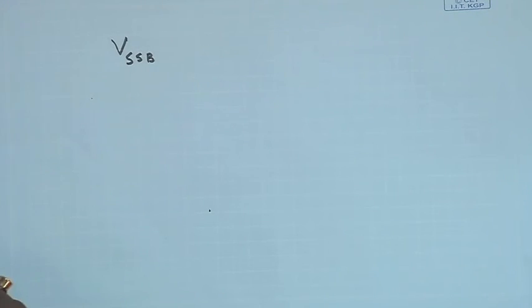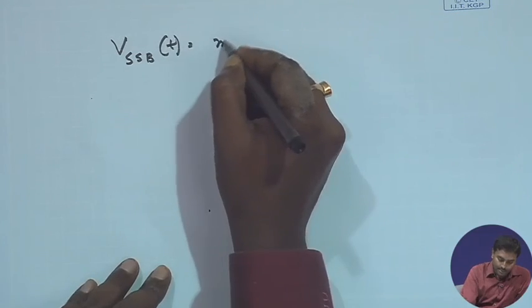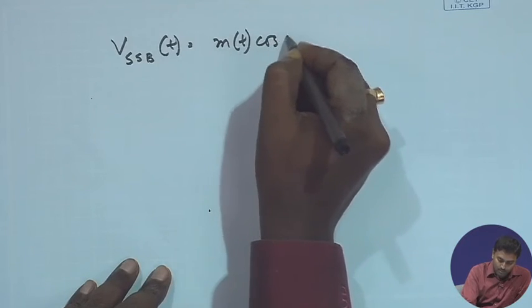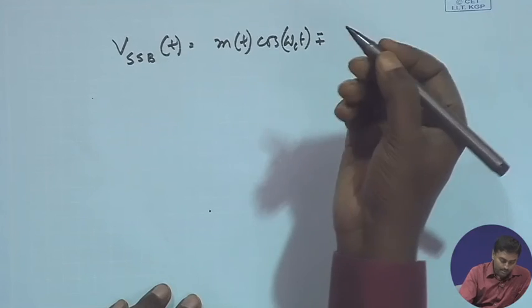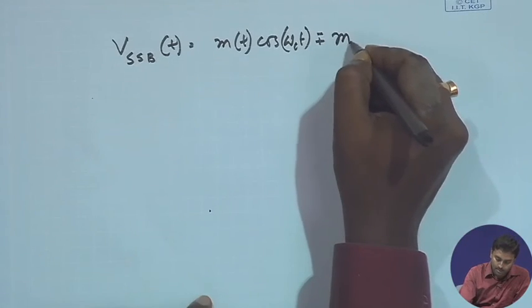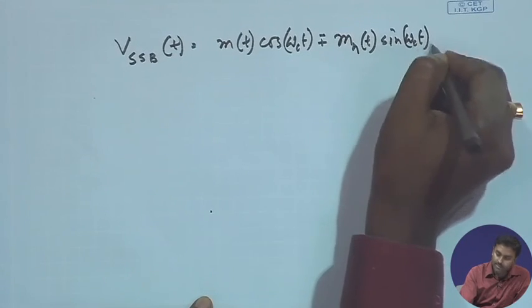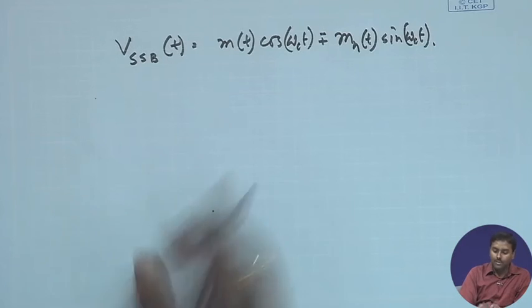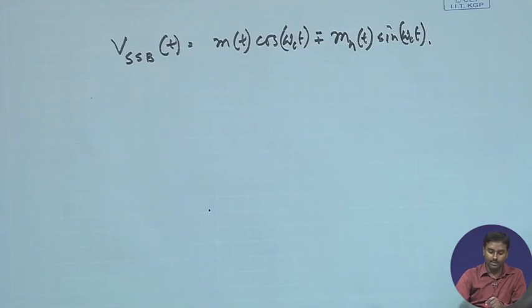So, if I have the carrier, VSSB(t), I can write as m(t) cos(ωct) minus or plus, I can take one of them for upper sideband or lower sideband, m_h(t) sin(ωct). That is the representation of SSB. VSB also will have a similar representation, so we will see similar things happening in VSB.